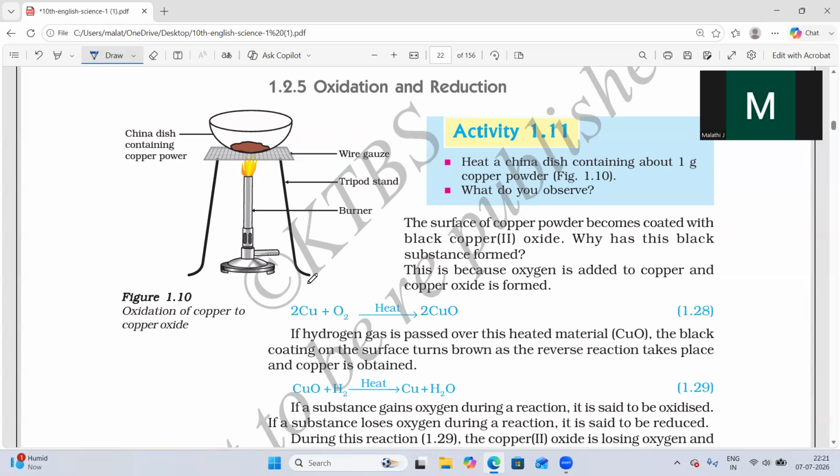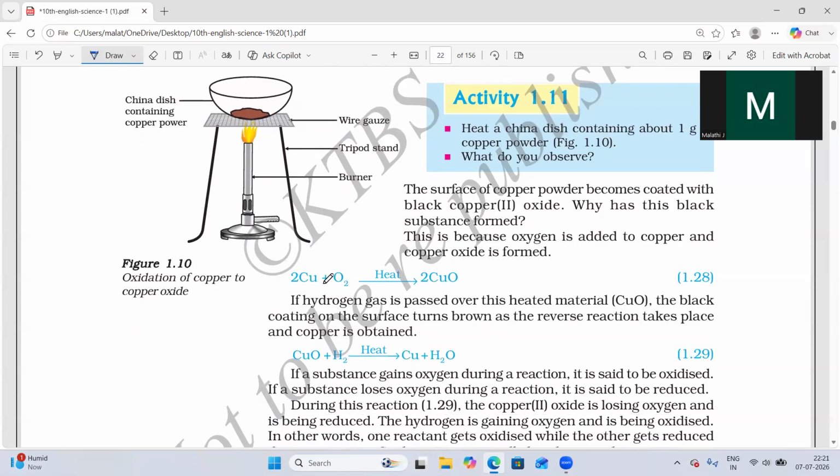If you observe here, copper is heated in the presence of oxygen. It will become copper oxide, CuO. What is happening here? Here we have only copper. When we heat it in the presence of oxygen, what is happening in the product? Oxygen is added to this copper. Then these reactions are called oxidation reactions.